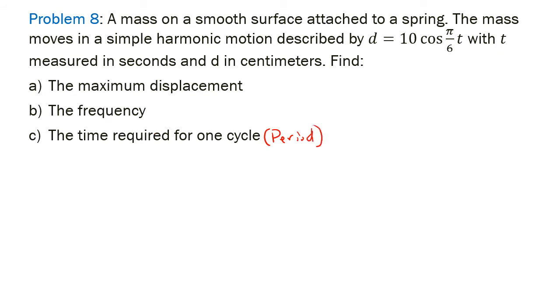So maximum displacement, once again, is just a fancy way of saying amplitude. Amplitude is our A, the number in front of cosine. So therefore, our maximum displacement is 10 centimeters.